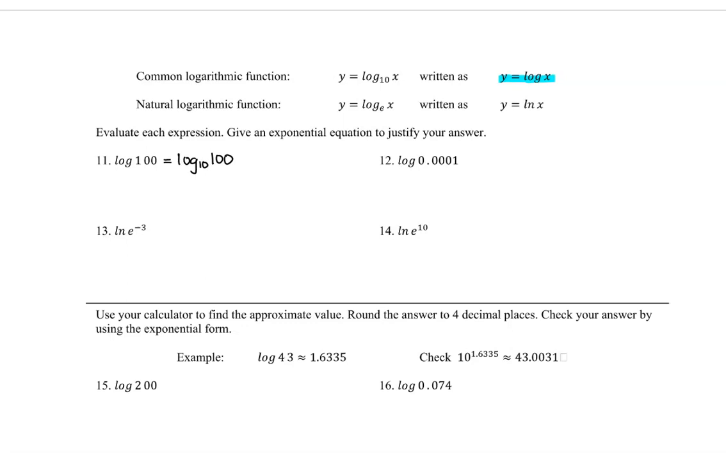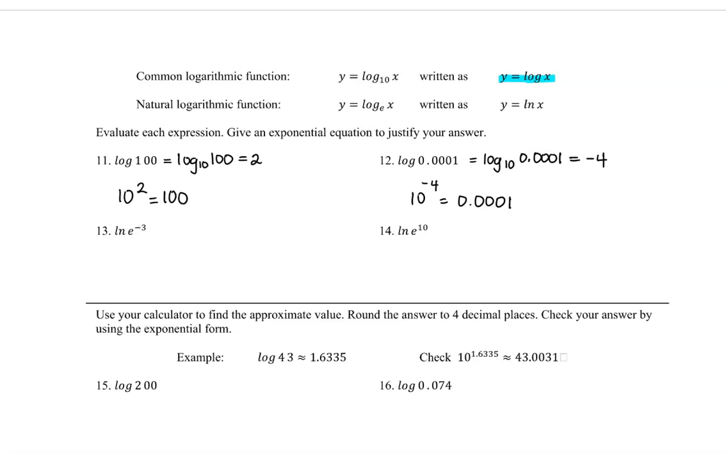And then the question becomes, what exponent would I put on 10 in order to get 100? And that exponent is 2, and the logarithm is the exponent. Similarly, in example 12, we have to realize that this is the same thing as log base 10 of 0.0001. So what exponent goes on 10 in order to get 0.0001? That exponent is -4. And so the logarithm is equal to -4.